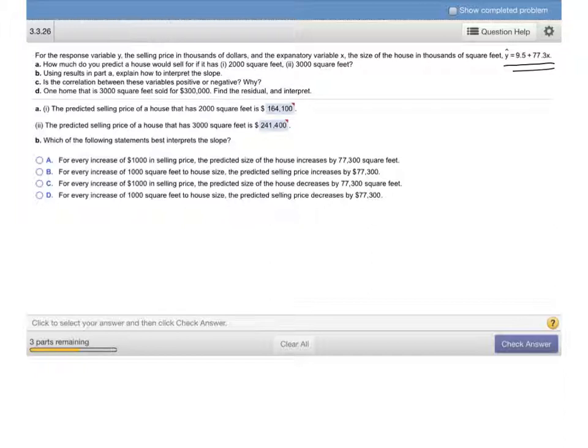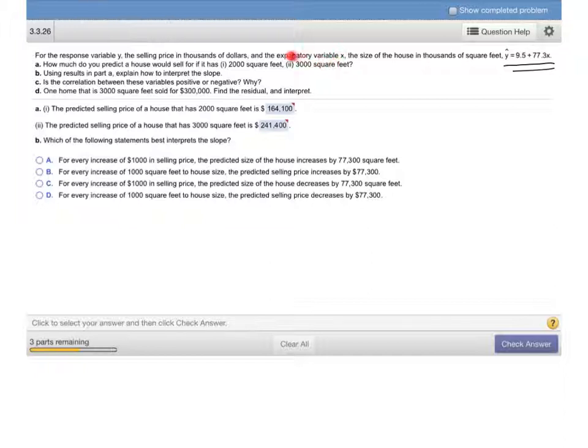So it tells us that the response variable is the selling price in thousands of dollars. So that's important. So if we get a Y value of 100, that means that the sale price is $100,000. So whatever number we get, we put $1,000 at the end of it.